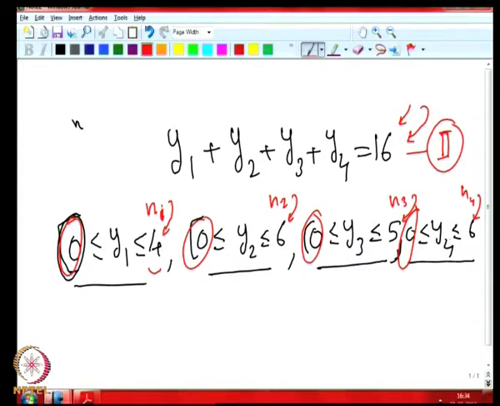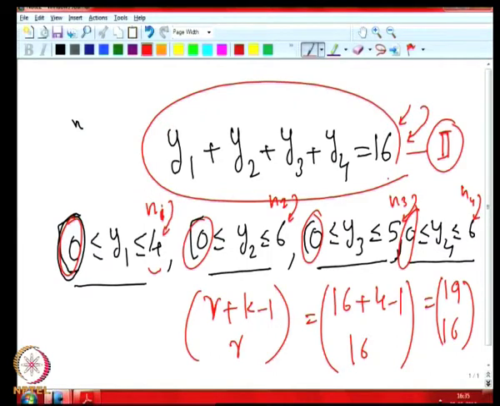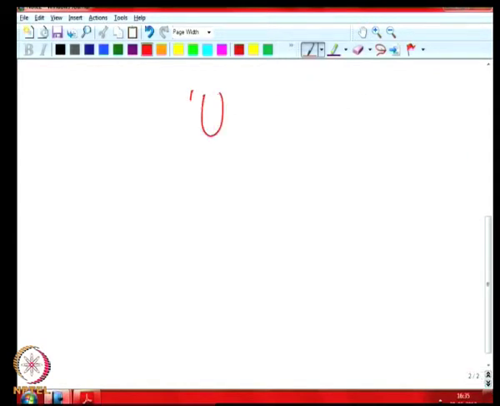In that case, we know the number of solutions. We can use the r plus k minus 1 choose r formula, where k is the number of variables. Namely, this is 16 plus 4 minus 1 choose 16, that is 19 choose 16. This is the total number of solutions without the upper restrictions. So these solutions will form the universe U, which corresponds to 19 choose 16.